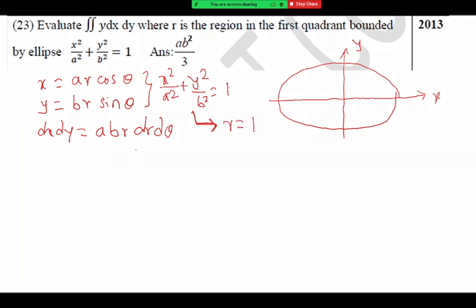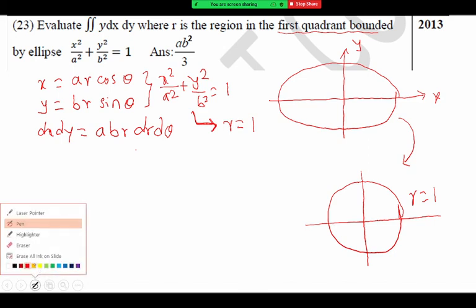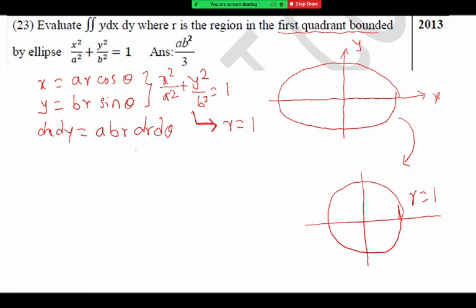r equal to 1, and that's an important thing. So what happened? The region gets changed. The region in the r theta plane becomes just a circle, r equal to 1. So here is the r equal to 1 circle. You don't draw the region in the xy plane; we just draw the region in the r theta plane. This region is not required at all. Now, we have to evaluate this double integral on the first quadrant of the ellipse. The first quadrant of the ellipse will map to the first quadrant of the circle. The entire ellipse maps to the entire circle. So right now the region of integration is this much only.